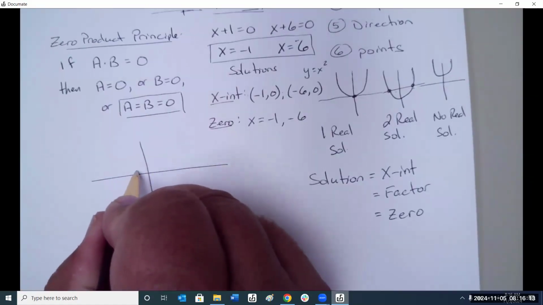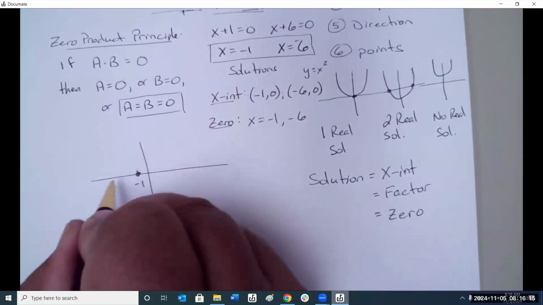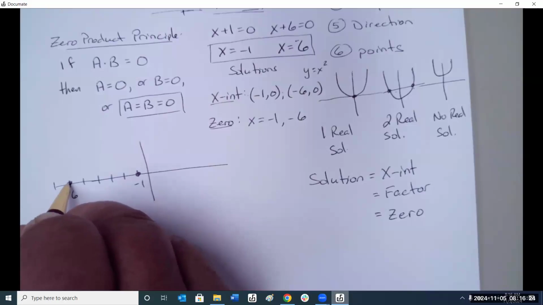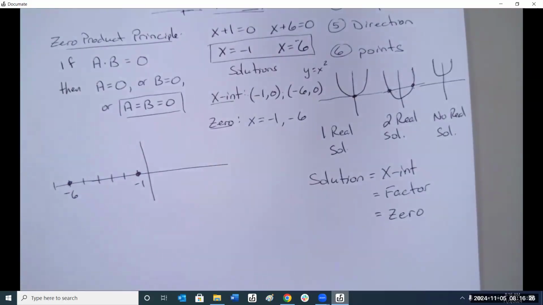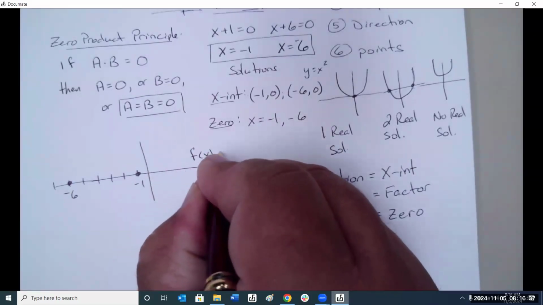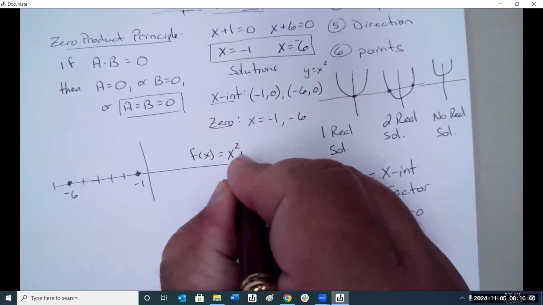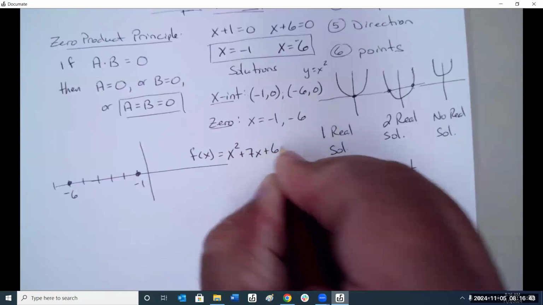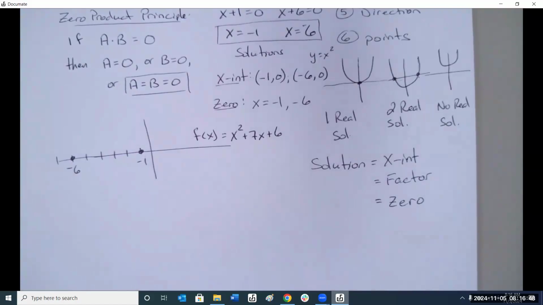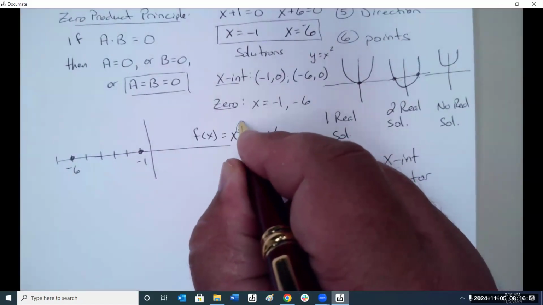So we know that at -1, we have an intercept, and then at -6, we have an intercept. Remember, our function was x squared plus 7x plus 6. We found the two x-intercepts. How do we know we're supposed to have 2? Because that's the largest exponent.